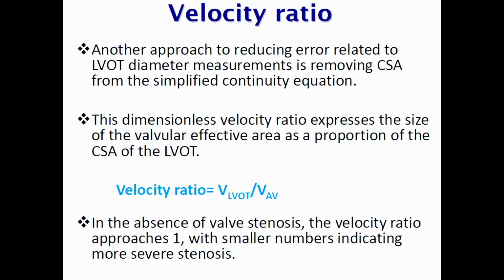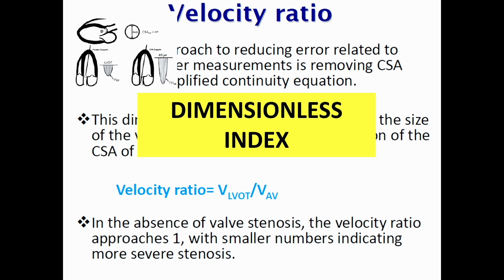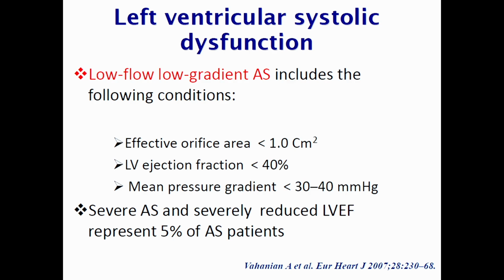So what people have come up with is the velocity ratio to reduce these problems. The velocity ratio is velocity LVOT divided by velocity aortic valve. That gives you some quantification about the stenosis of the valve. They are measuring the LVOT velocity and the aortic valve velocity by two different modalities, and then you get what is called a dimensionless index, and anything less than 0.25 is a sign of severe aortic stenosis.